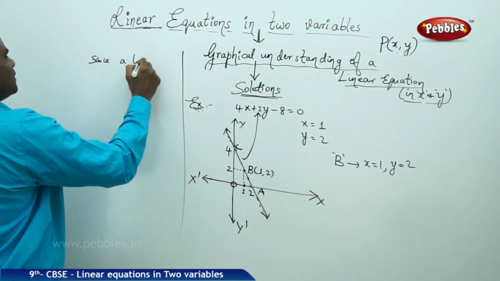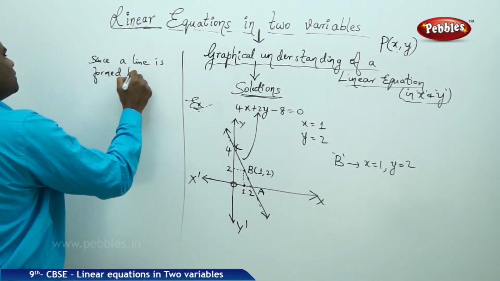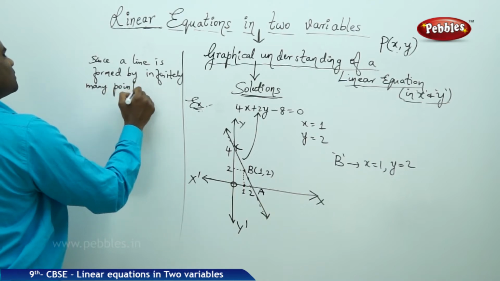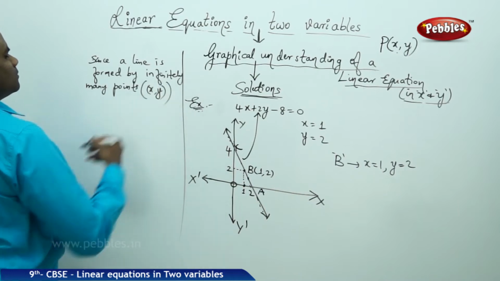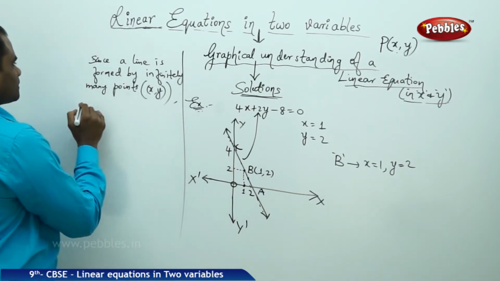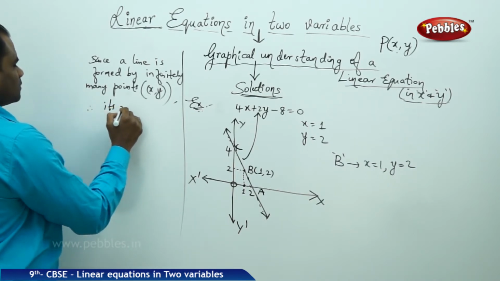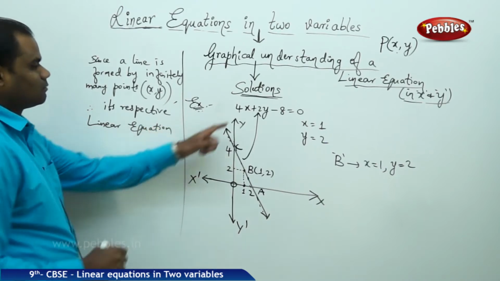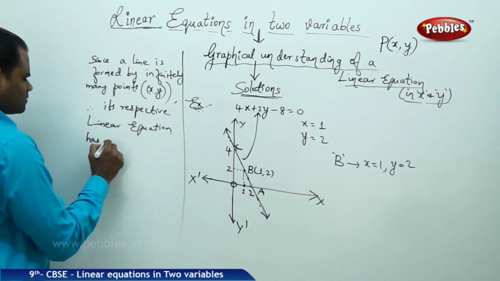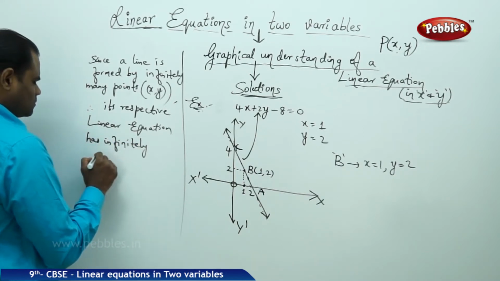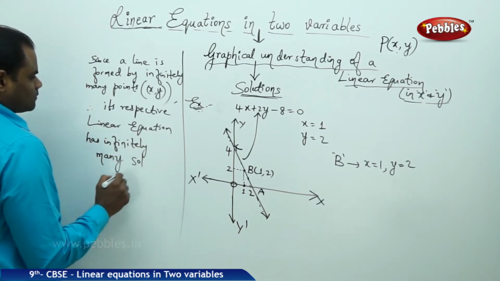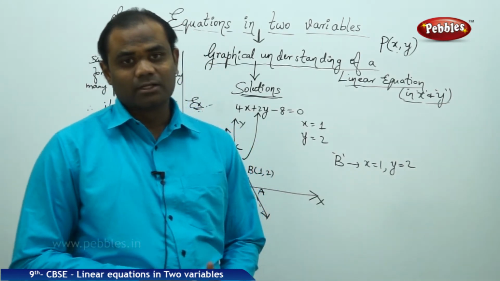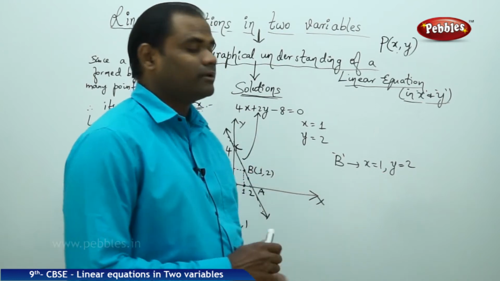since a line is formed by infinitely many points x comma y, therefore, its respective linear equation, as in this case being this, has infinitely many solutions, is how I understand the infinitely many solutions connected with the given line.